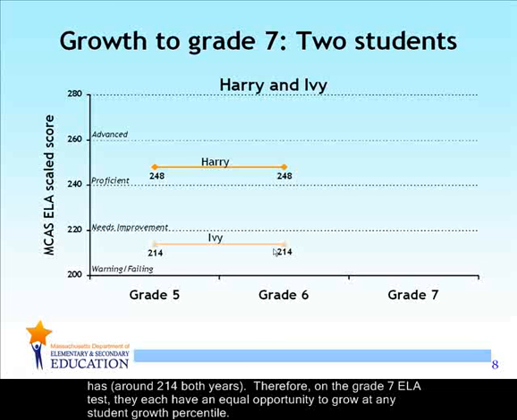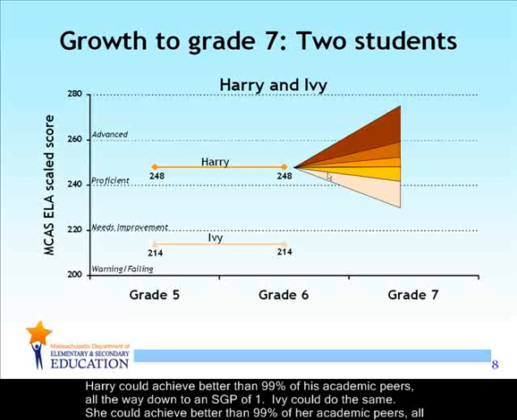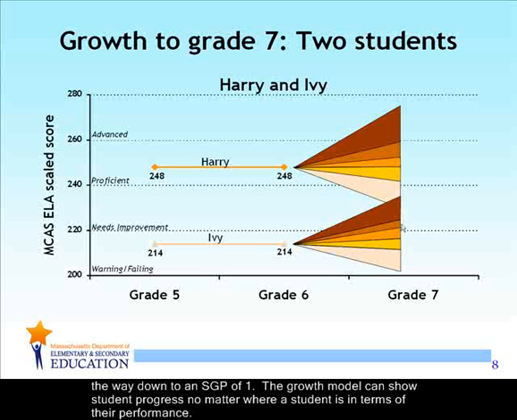Therefore, on the grade 7 ELA test, they each have an equal opportunity to grow at any student growth percentile. Harry could achieve better than 99% of his academic peers, up here around 274, all the way down to a student growth percentile of 1, around 230. Ivy could achieve better than 99% of her academic peers, up around 236, all the way down to a student growth percentile of 1, around 202. The growth model can show student progress no matter where a student is in terms of their performance.